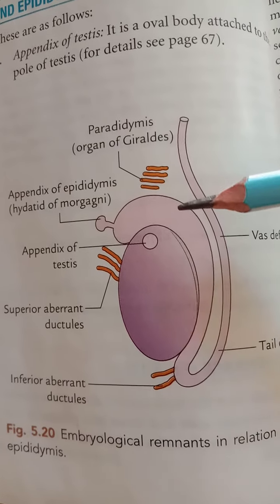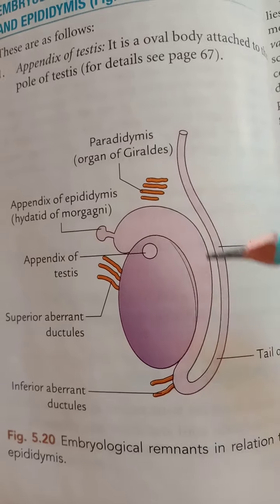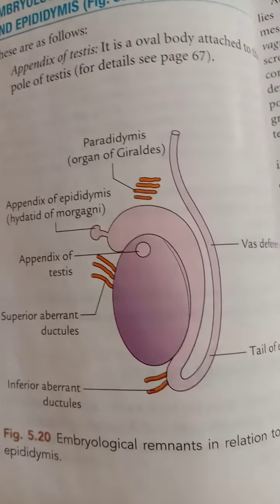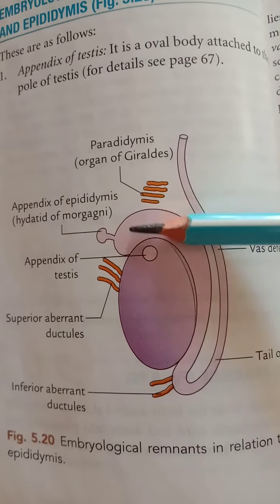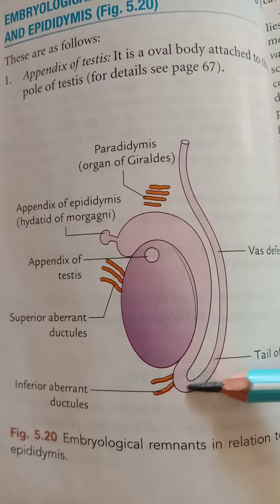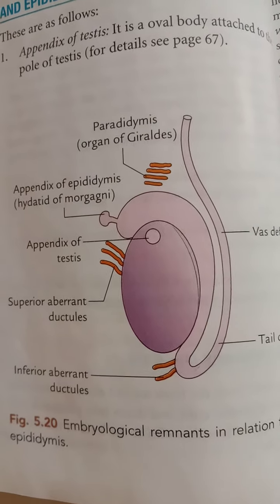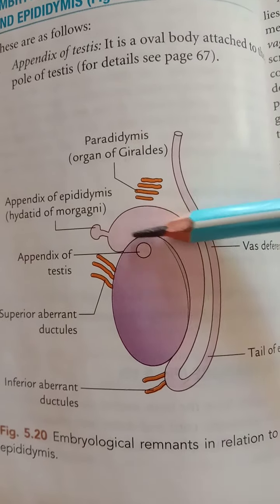Then the parts of the epididymis. From above to downward, it is divided into three parts. First, the head, then the body, and this is the tail. So first, let's see the head.